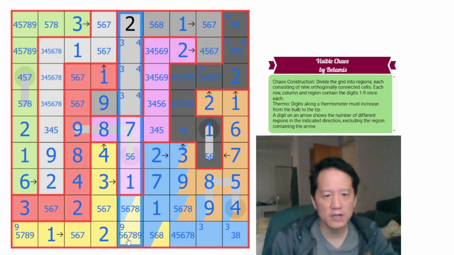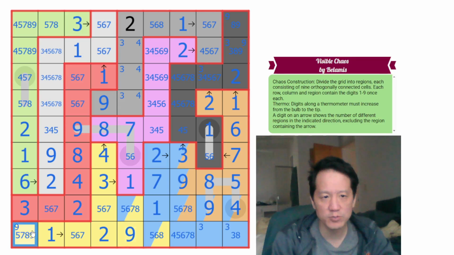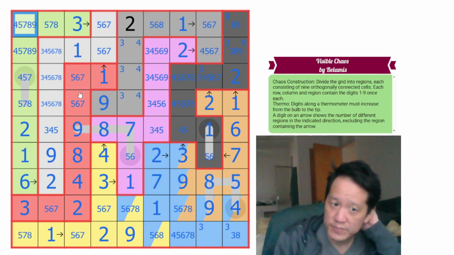Where's the 9 in column 5 now? Can't be here, can't be any of these, can't be in the medium gray area because we already have a 9, so it has to be here. So this is a 9, which means this cannot be a 9. We kind of actually already knew that, I guess, because one of these had to be a 9.